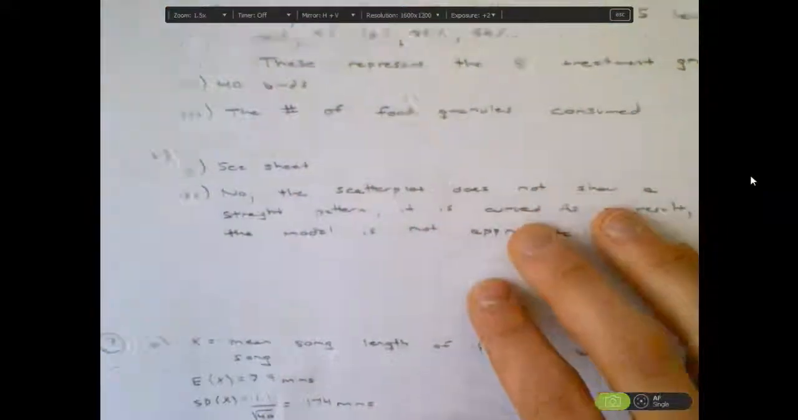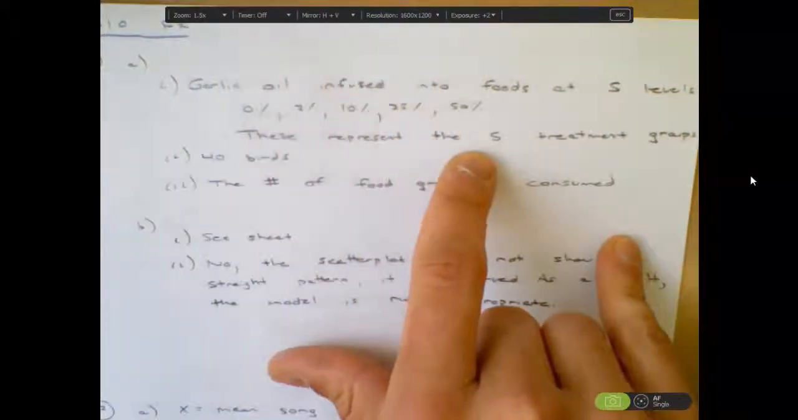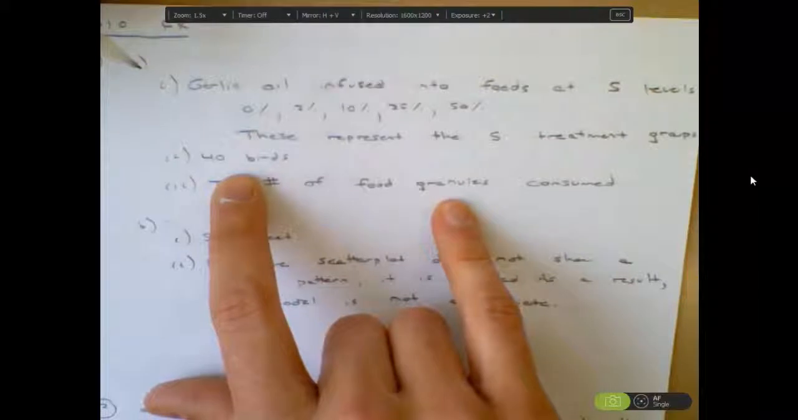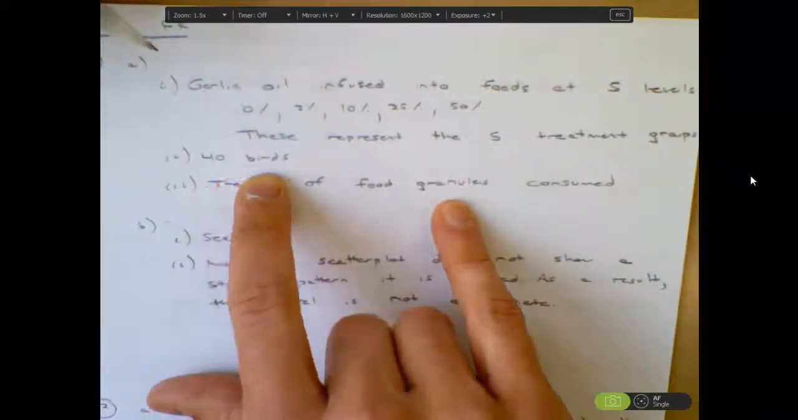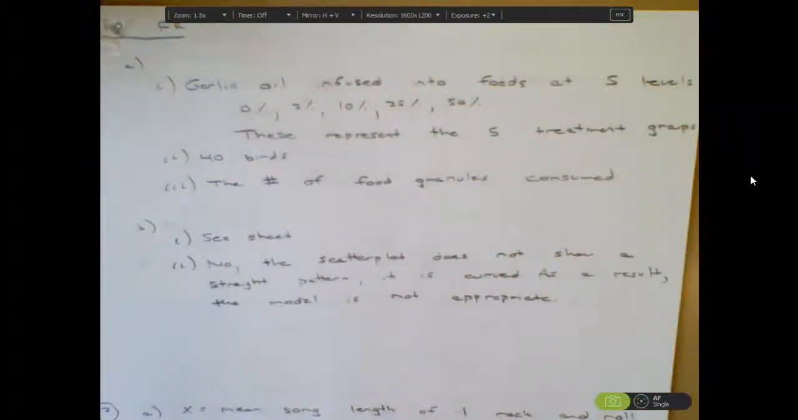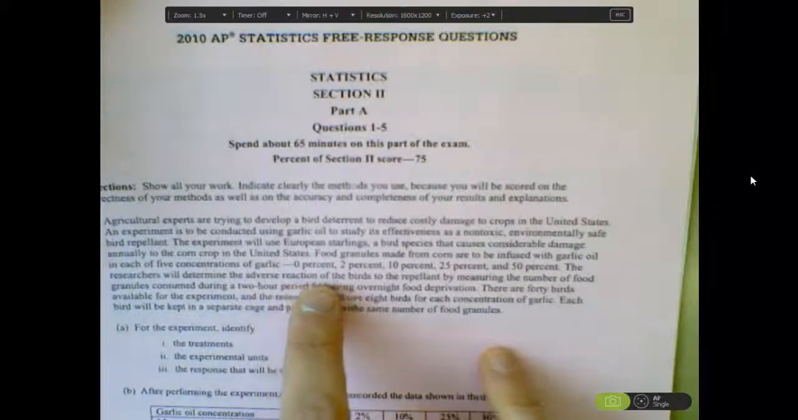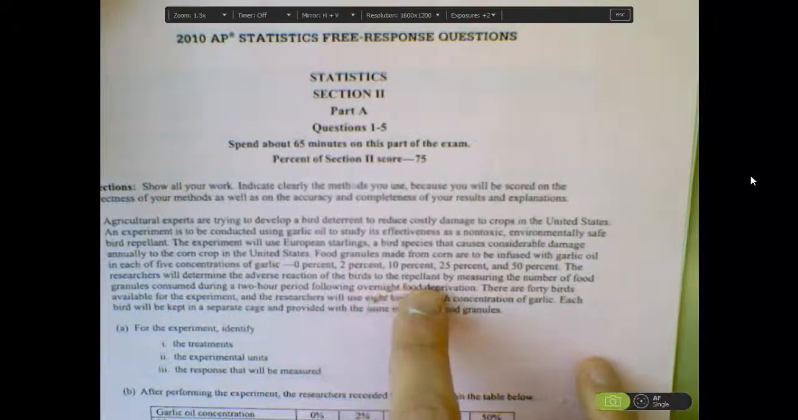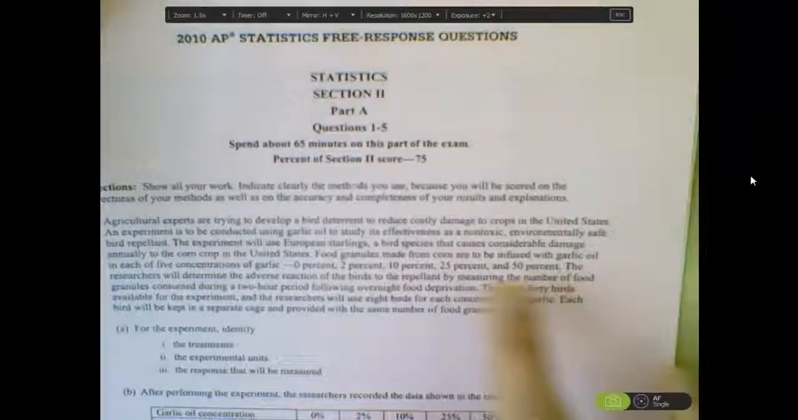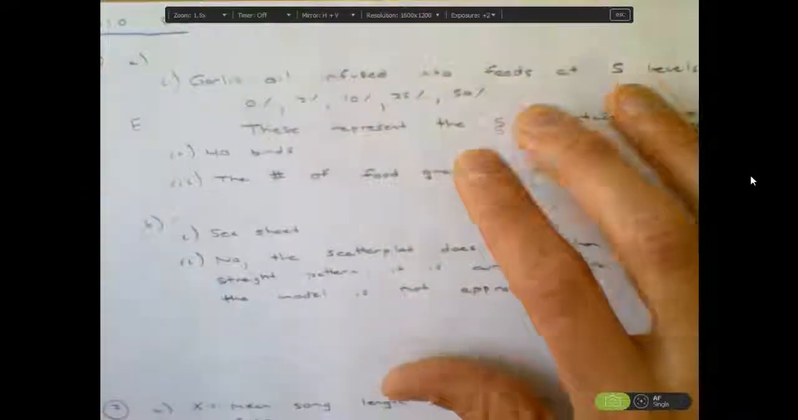Okay, so part 1, garlic oil infused into the foods at the 5 levels. These represent the 5 treatment groups. Done that. Subjects, or the experimental units, are the 40 birds. I have them. And the response being measured is the number of food granules consumed. That can be a little bit tricky, but I'm trying to determine the adverse reaction of the birds to the repellent by measuring the number of food granules consumed during a 2-hour period. That's in the context of the question. So I've done those 3 things. That's going to earn me essentially correct.